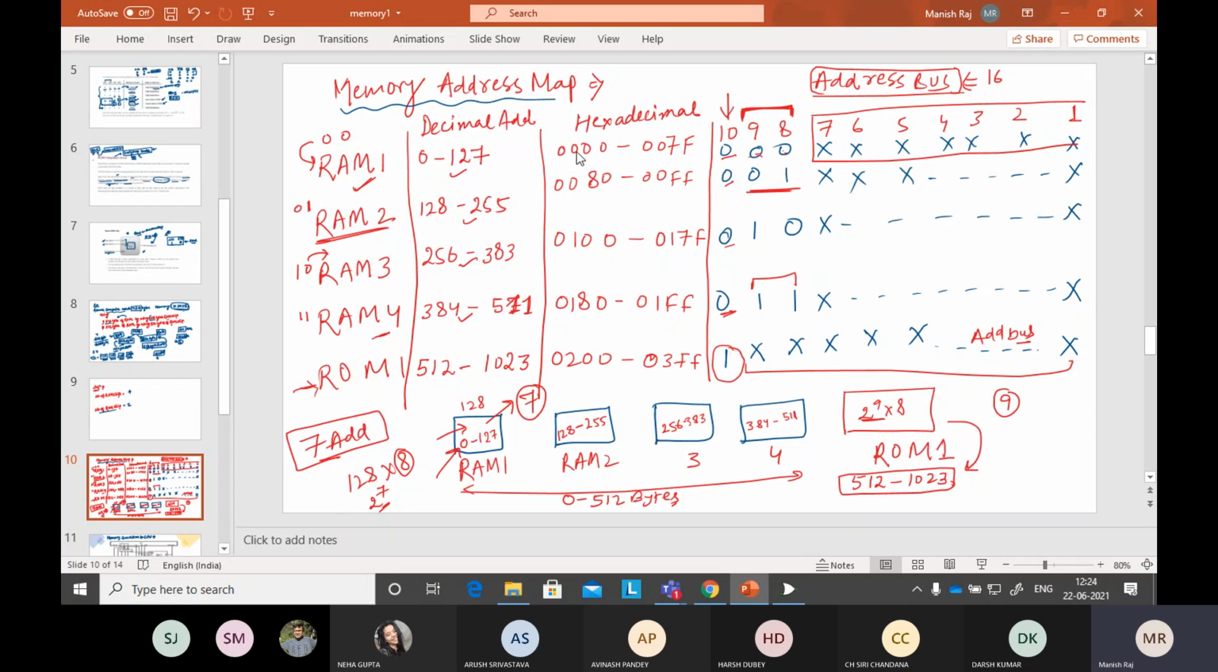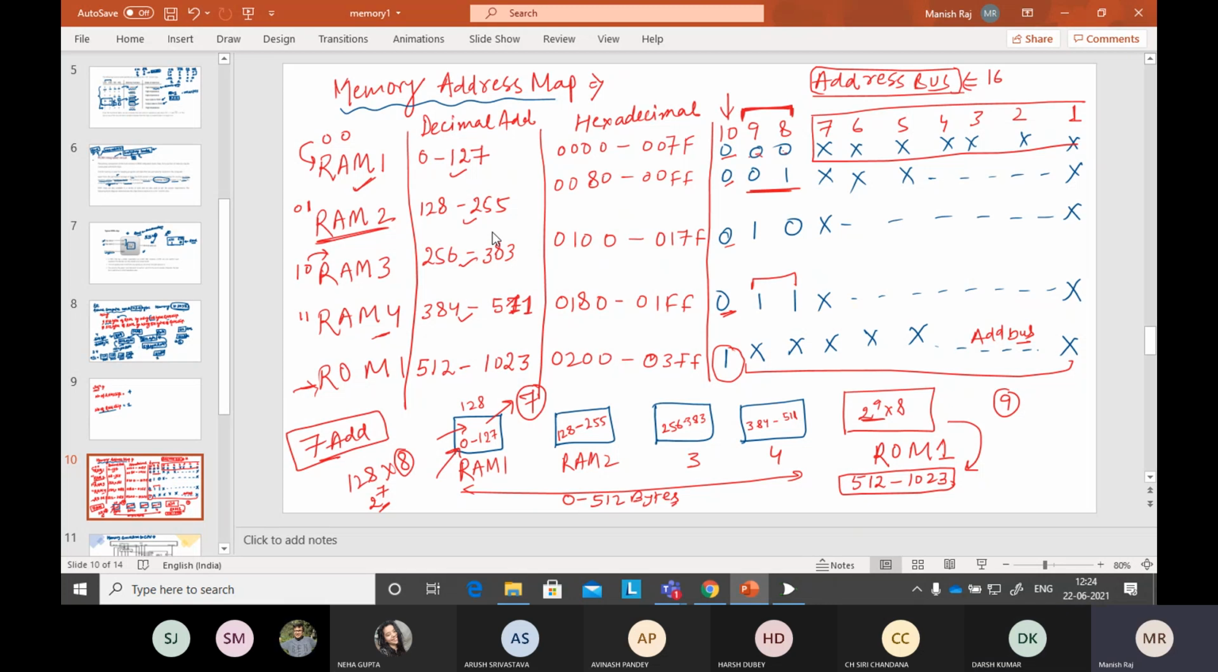Is it clear what I am saying about this structure? How can you select the ROM and RAM, and how can you use the address buses, and how can you select the ROM and RAM? Is it clear till now? Okay, very good.